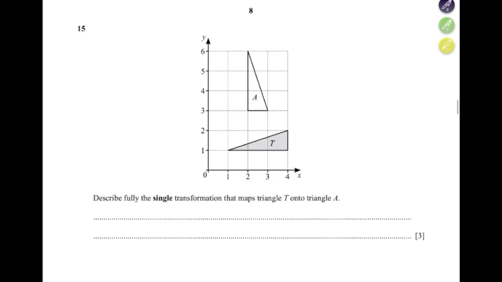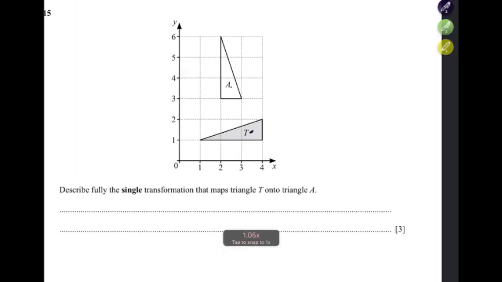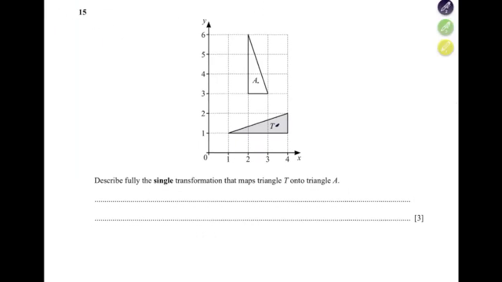Okay. Now describe the single transformation that maps triangle T into triangle A. This is basically a rotation, because this triangle is rotated 90 degrees. So this is a rotation, 90 degrees clockwise at point 4, 3. How do you know that?